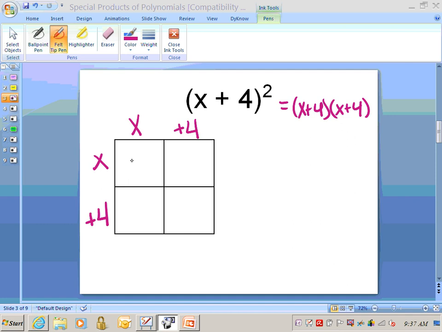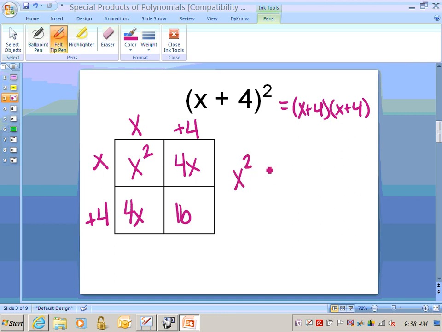Okay, what went in the first box? X squared. Here? Here? And here. Alright, so my final answer will be x squared plus 8x, good, because we're combining like terms, plus 16.